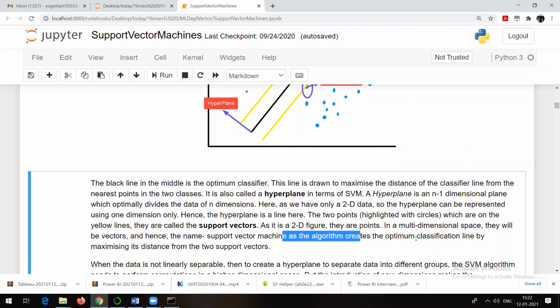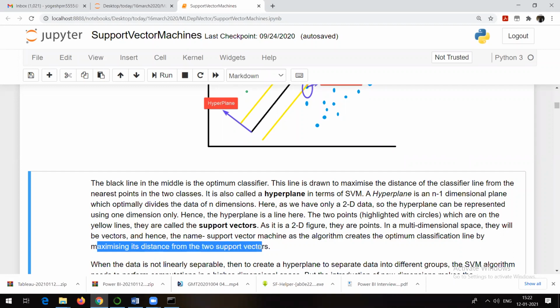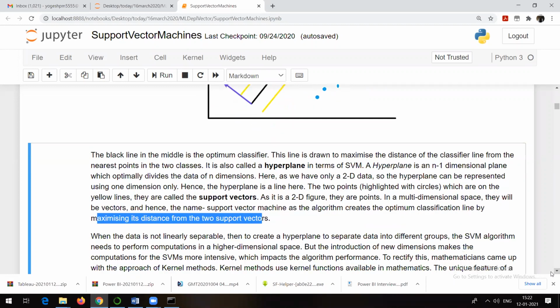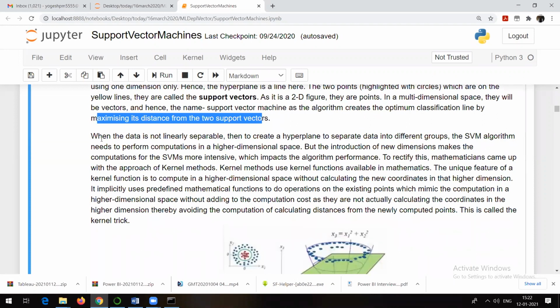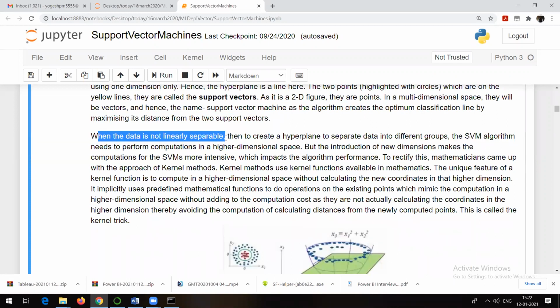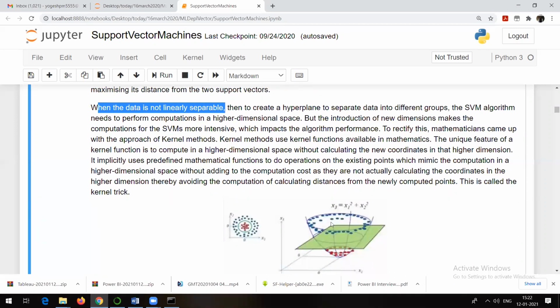As the algorithm creates the optimal classification line by maximizing its distance from the two support vectors. And that's why the name is support vector machine. Okay. When the data is not linearly separable, that means when your data is something like this.